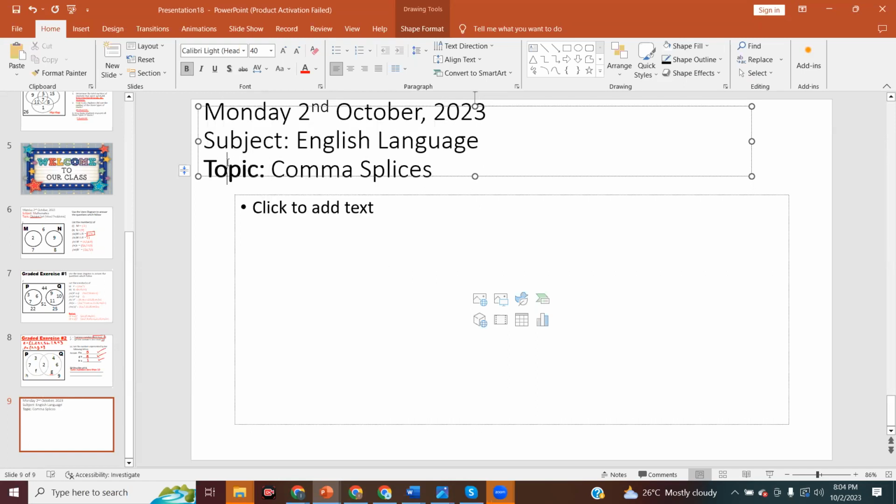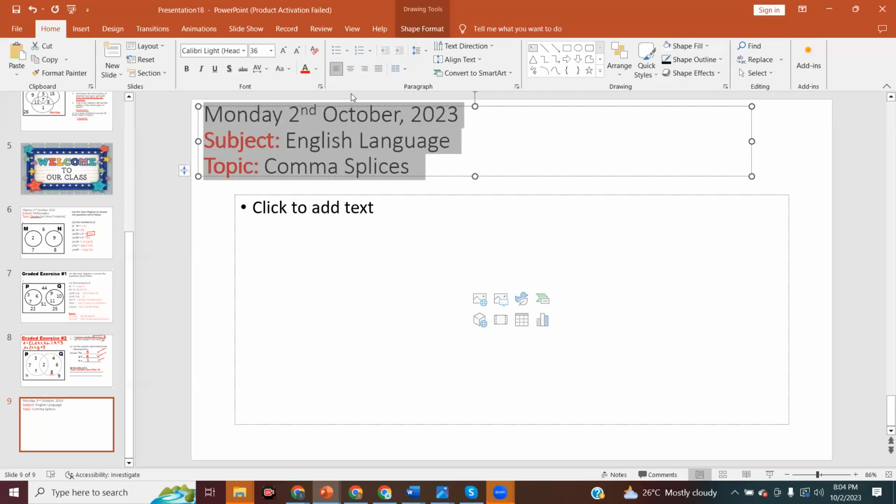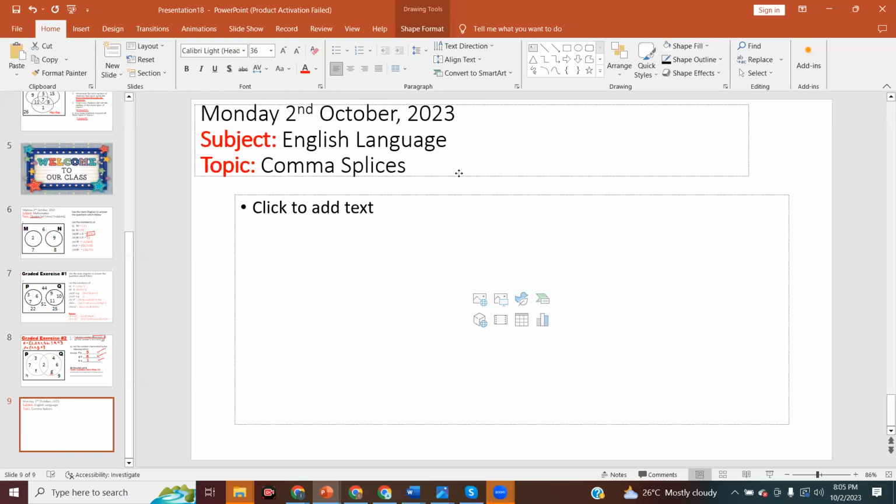All right, so let's move on to English language. Today we're going to be looking at what we call comma splices. Okay. So, but before we actually do comma splices, this is really a nice topic. I really like it. We've done all of the clauses, right?